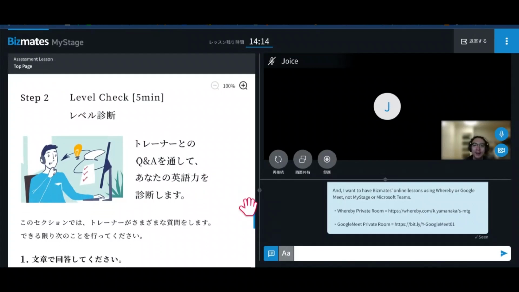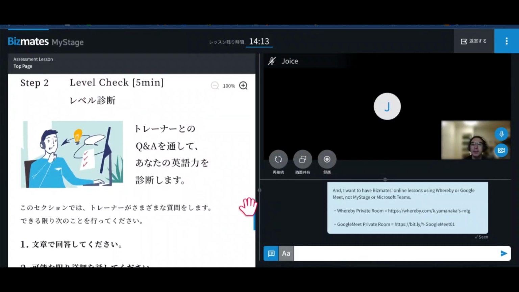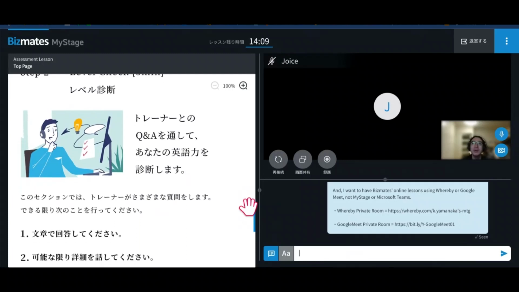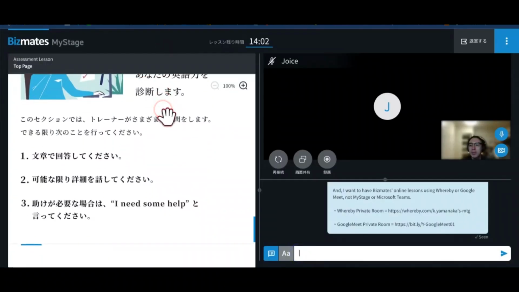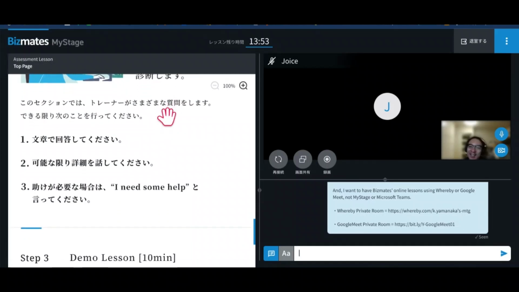Okay. So I'll ask you some more questions to check your English level, and when answering, of course, please, number 1, answer using full sentences. I can see that you have no problem with that. Number 2, give as much detail as possible. Again, you don't have any problem with that. I can see you are very detailed, and I love that. And number 3, of course, say I need help if you have trouble or can't answer. All right? Okay, so let us start with the first question.